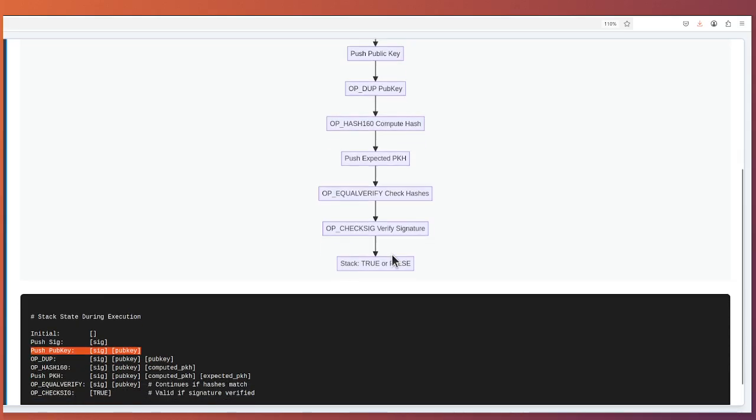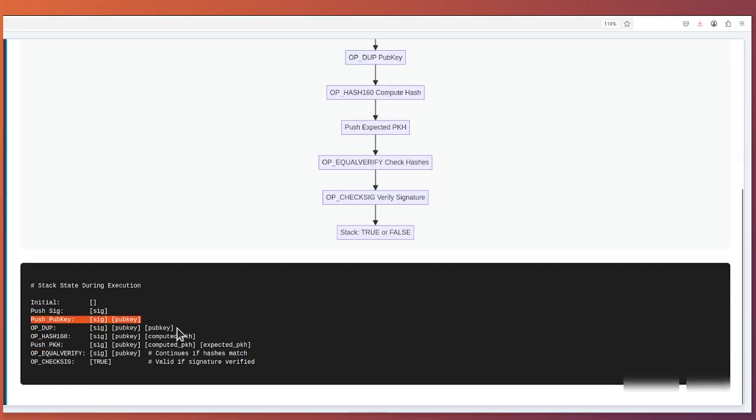Now the ScriptPubKey takes over. The first opcode is OP_DUP, which duplicates the top stack item. Since the public key is already on top, we now have two copies of the public key on the stack, with the signature still at the bottom. Next comes OP_HASH160, which pops the top item from the stack, performs SHA-256, followed by RIPEMD-160 on it, and then pushes the result back. At this point, the stack contains the signature, the public key, and the hash of the public key.